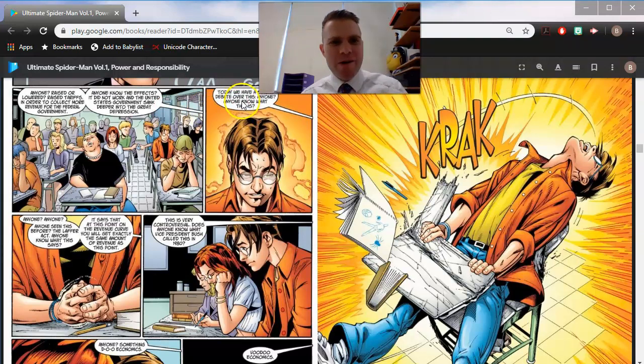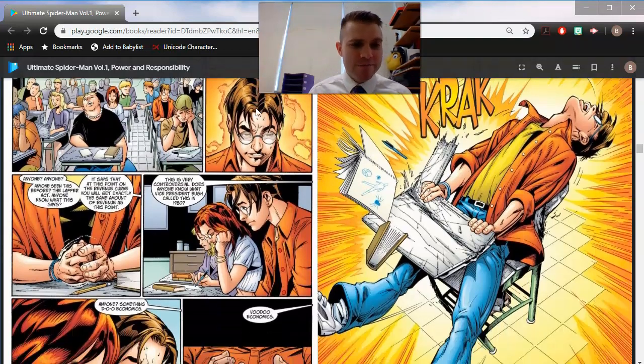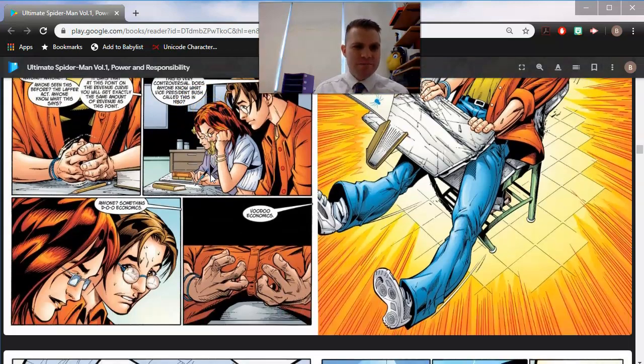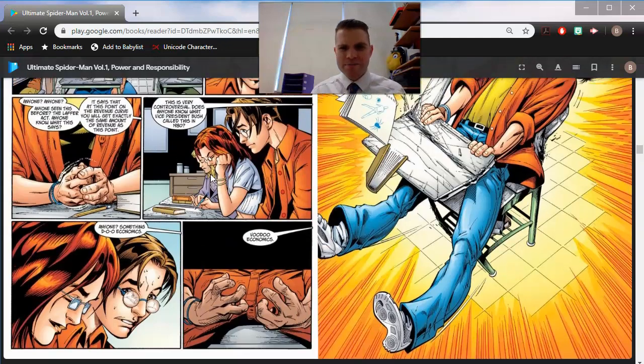Today, we have a similar debate over this. Anyone? Anyone know what this is? Anyone seen this before? The Laffer Curve. Anyone know what this says? It says that at this point on the revenue curve, you will get exactly the same amount of revenue as at this point. This is very controversial. Does anyone know what Vice President Bush called this in 1980? Anyone? Something D-O-O economics. Voodoo economics.